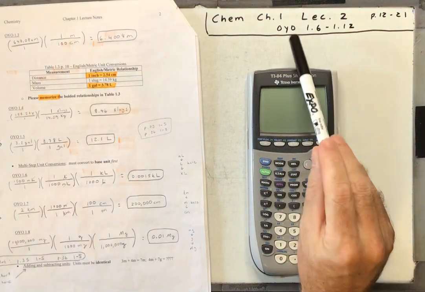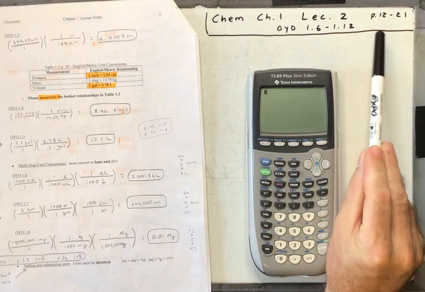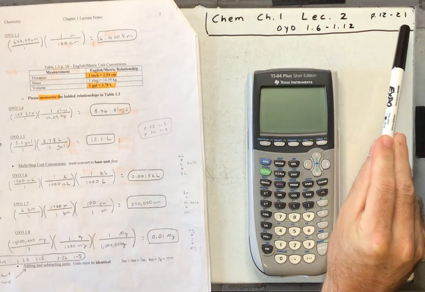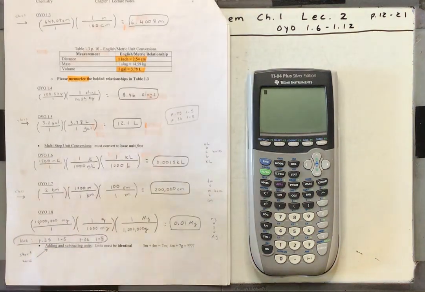In this lecture, we're going to cover On Your Own Problems 1.6 through 1.12. And in the book, we're on page 12, and we'll go through about page 21. So you'll need your notes, a highlighter, calculator, and, of course, your textbook. And in the textbook, the first problem that we're going to work is on page 13.